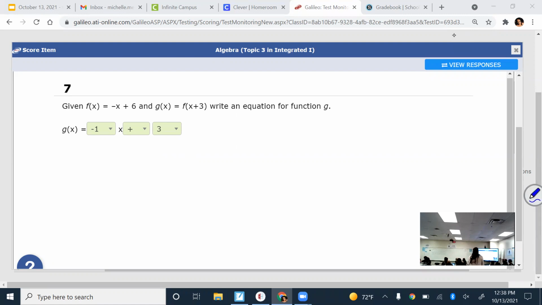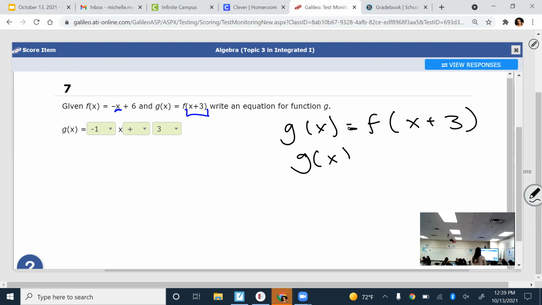Inside. So that means whenever it's inside, you're going to replace the x with the parentheses, basically. When it's added to the inside of the parentheses, you're basically making that the new input. So g of x is f of x plus 3. So it's what f of x equals, which is negative x plus 6. But instead of writing x, I'm replacing it with that set of parentheses that I told you. And then writing down everything else.